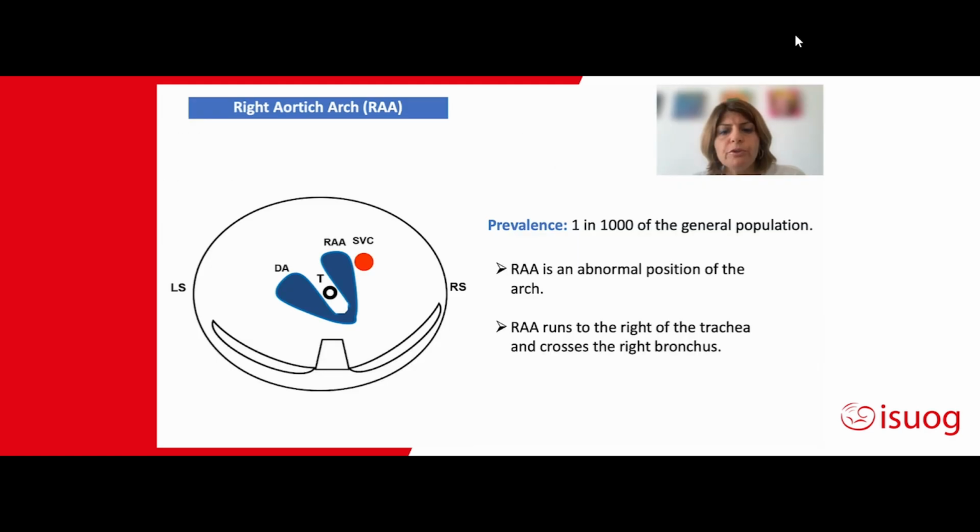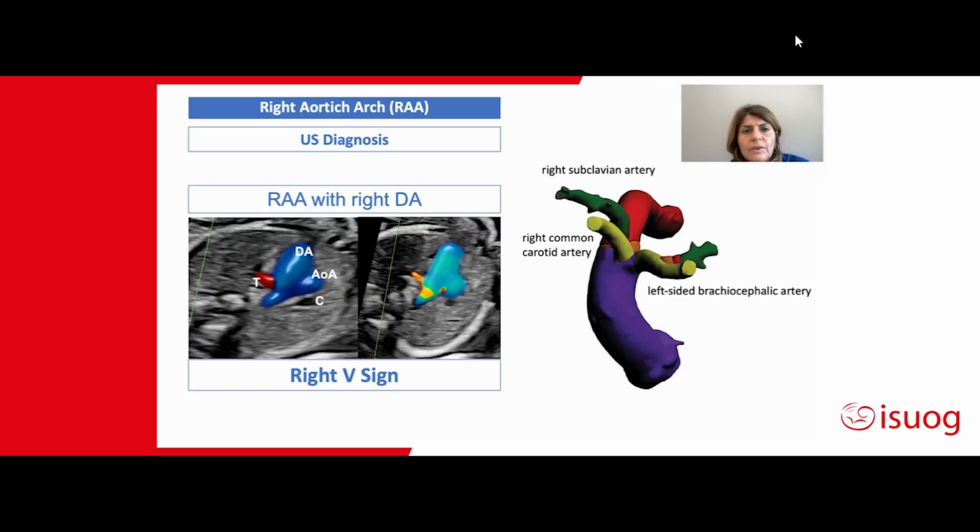Now we move to the right aortic arch, an abnormal position of the aortic arch which crosses the right bronchus and runs to the right of the trachea. The position of the aortic arch is determined on the 3 vessels and trachea view. A right aortic arch is diagnosed when the transverse aortic arch is located to the right of the trachea.